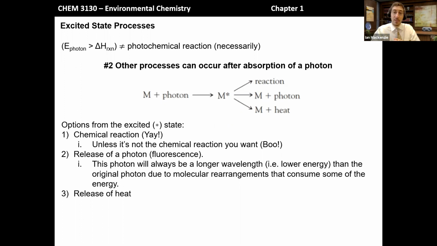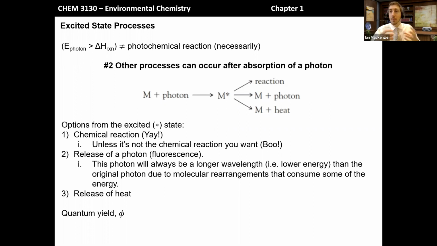So since all three of these are possibilities, we can see that simply absorbing a photon that may have sufficient energy to power a chemical reaction does not mean that a chemical reaction, or the desired chemical reaction, will occur in every single case. And that leads us to another concept that's known as quantum yield.